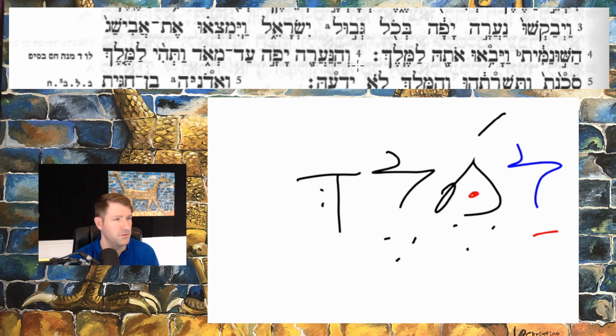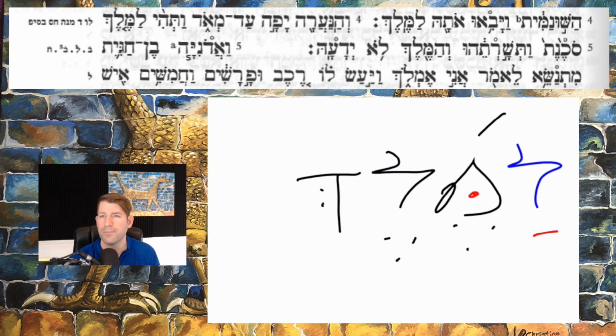And now to verse 4. V'hana'ara yafa ad me'od. V'tehi lamelech sochenet. It's very repetitive. V'teshartehu. She served him. V'hamelech lo yada'a. And that's an important phrase, I think, that they're trying to get in there. But we won't do exegesis here, but just so we can read it.